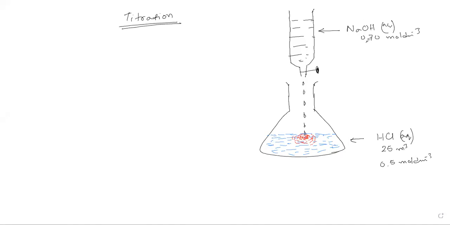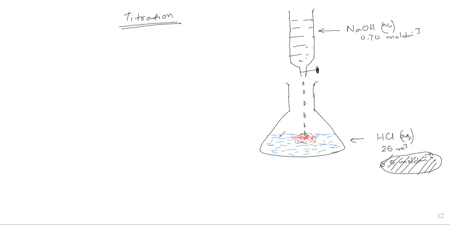It is basically a process where we do chemical analysis, where based on the information for a known substance, we calculate the information for the other unknown substance. So let's say here is an example. Let's not consider the concentration here.